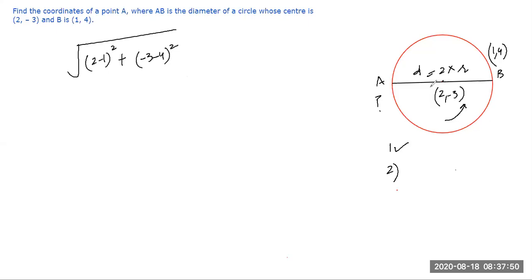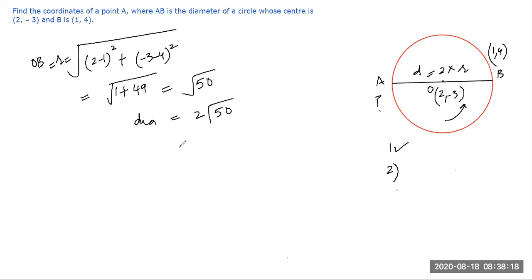Yes, sir. That is OB. This is equal to the radius. Am I right? 2 minus 1, minus 3 minus 4. So this is equal to 1 plus, what is this, students? 49. So this is equal to under root 50. So what will be the diameter? It will be 2 under root 50. Or this is equal to 2 into root of 25 into 2. So this is equal to 10 under root 2.